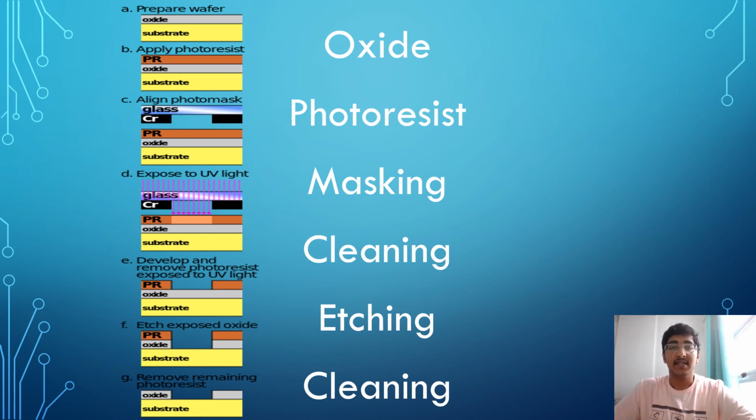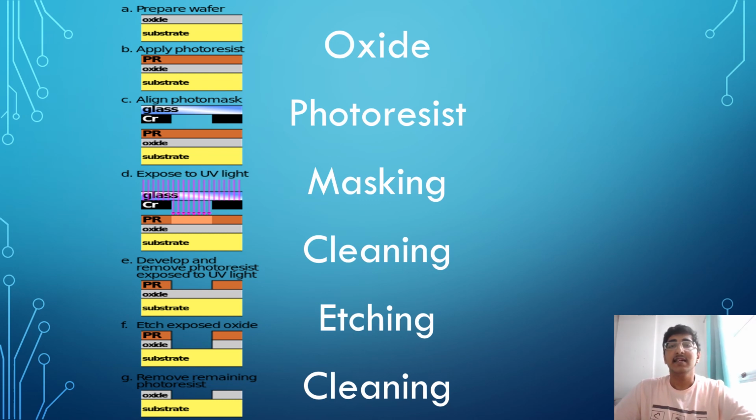After that, masking is done, where a mask is applied. That mask doesn't fully cover the wafer. It has gaps in it, and through those gaps, UV light is shone. UV light is used because it has a shorter wavelength, and a shorter wavelength basically means that it can pass through smaller masks. So the UV light hardens the photoresist in certain areas where the gaps are.